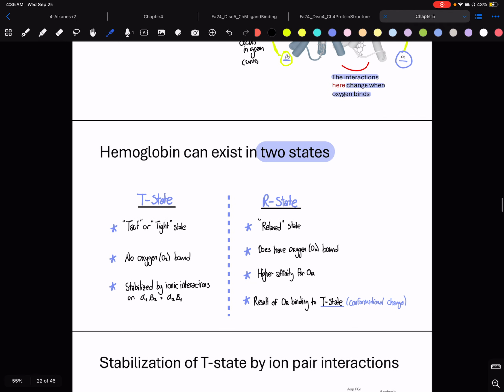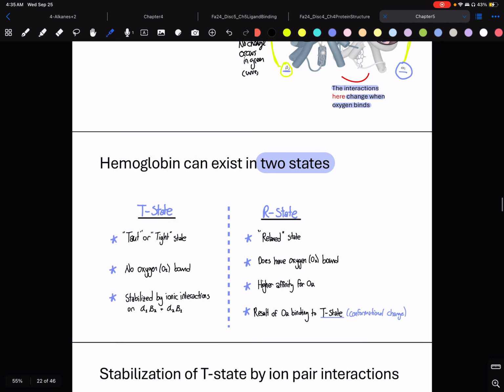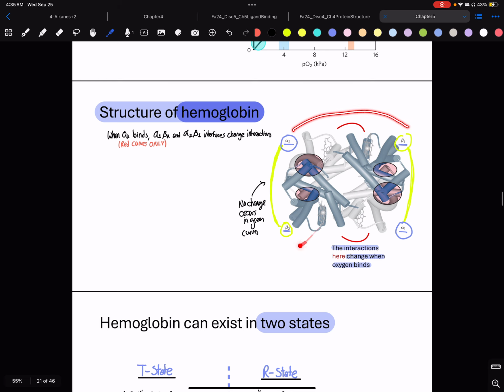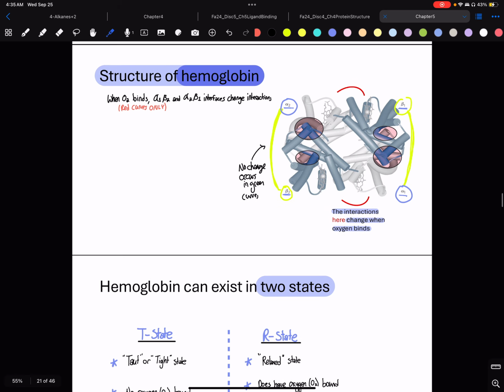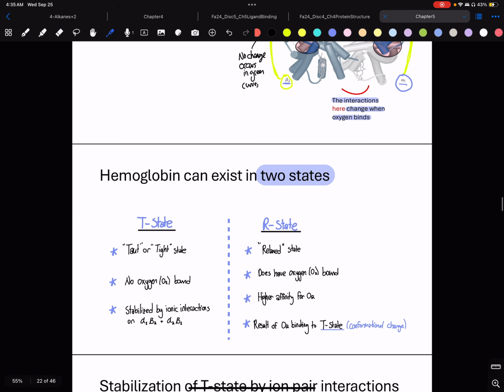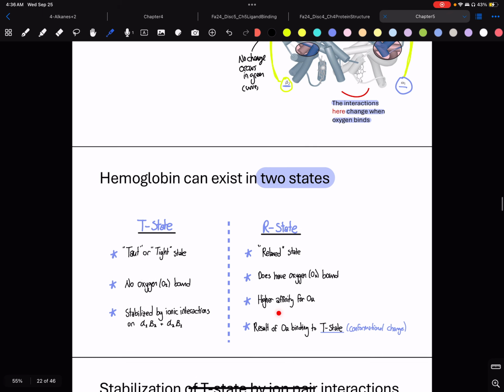So as stated before, hemoglobin can exist in two states. You have your T state and your R state. Your T state is your taut or tight state. No oxygen is bound to this hemoglobin, and it is stabilized by ionic interactions between alpha 1 beta 2 and alpha 2 and beta 1, which again are these interactions right here. But those interactions do change when transitioning into the relaxed state, which is the result of O2 binding to the T state, in which again a conformational change is occurring. Again, there's O2 bound to this hemoglobin and it has a higher affinity for O2, hence the binding.